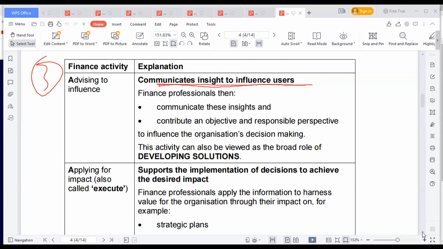So finance professionals then communicate this insight. Once we have an understanding of the information and insight, we communicate them to management.